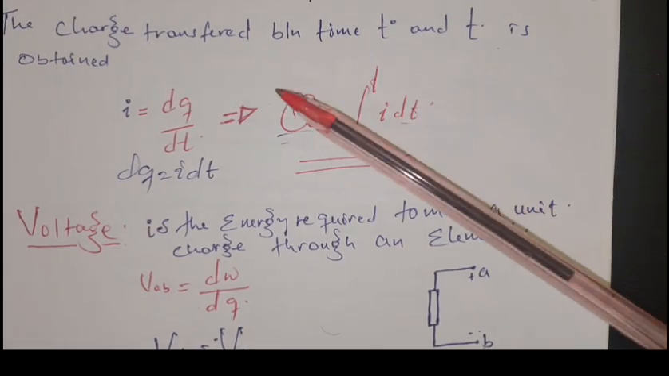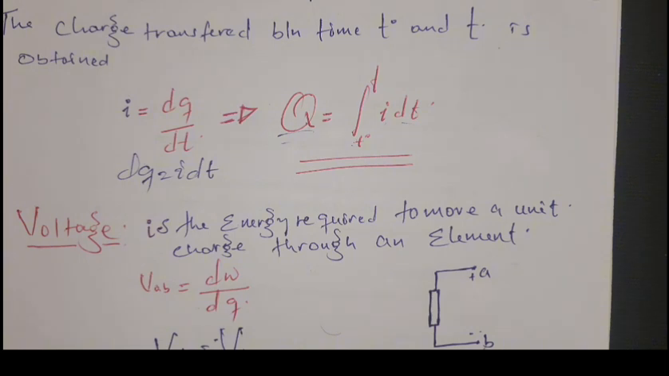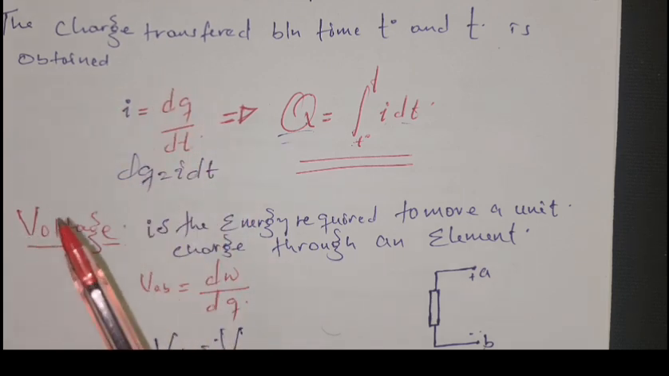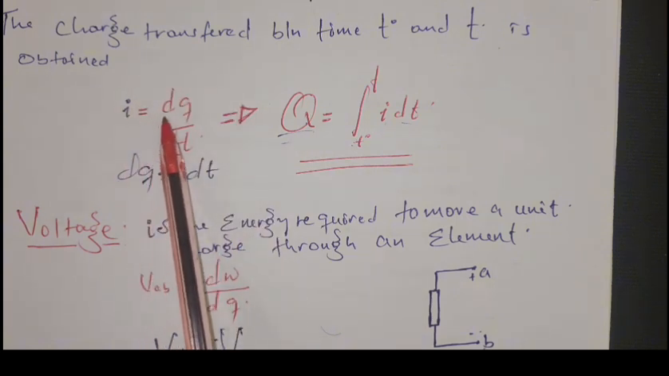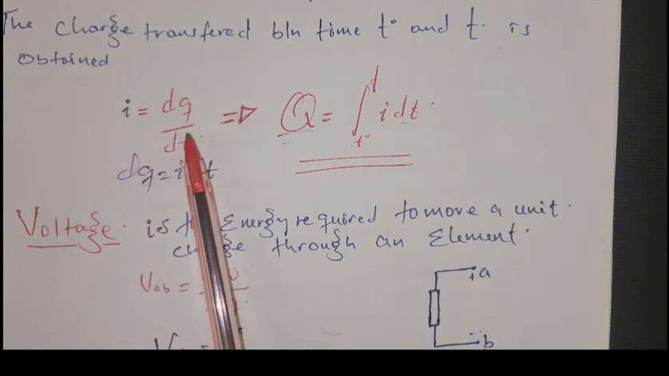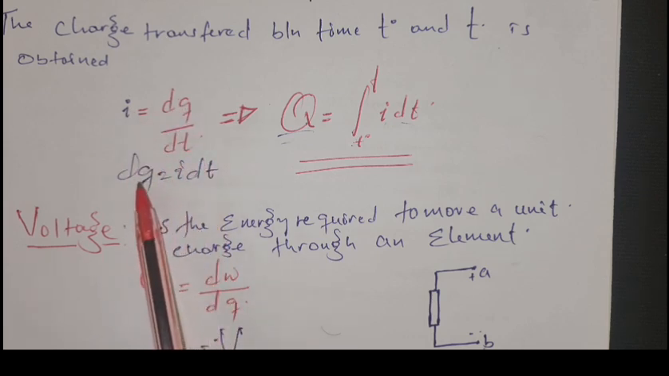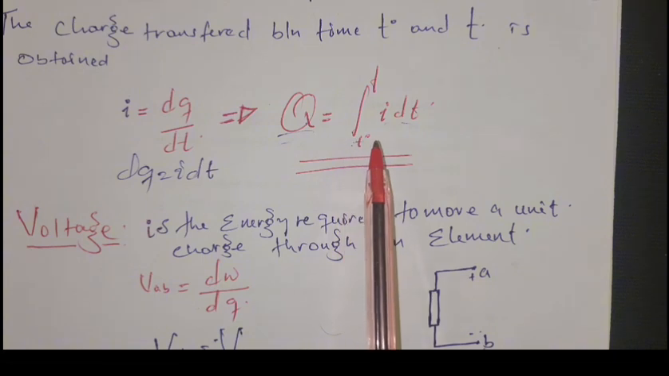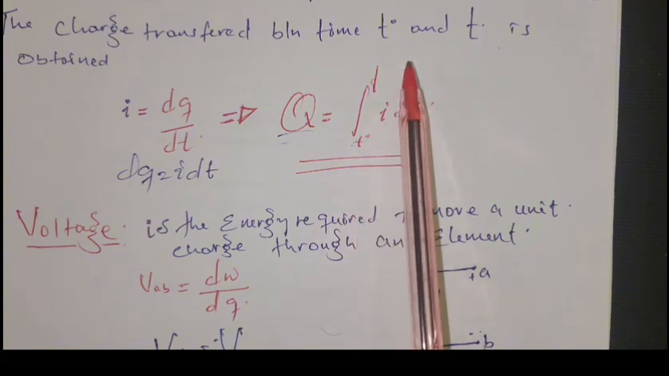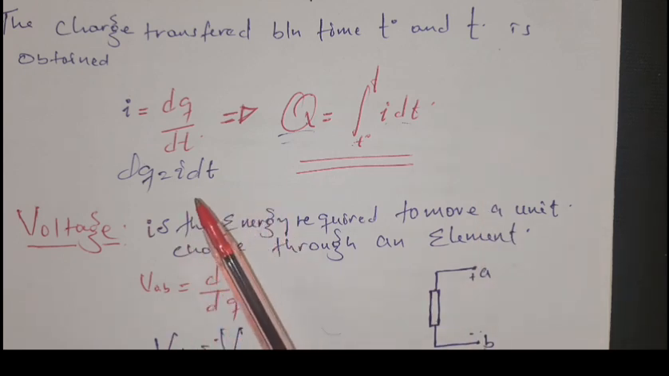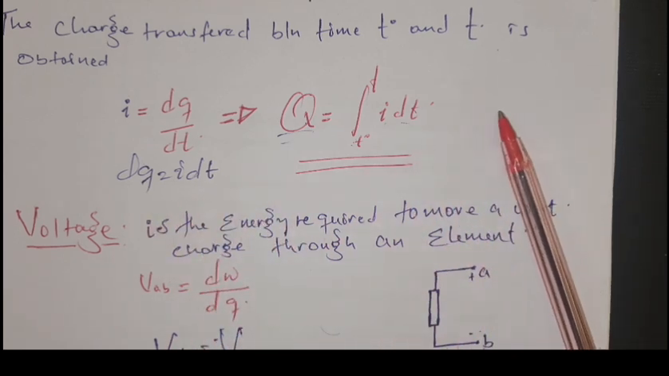Okay, the charge transferred between time t0 and time t is obtained from the previous equation of current. We mentioned that i is equal to dq over dt. So by cross-multiplying this equation to dq = i dt and integrating from the initial time to the given time, we will get the amount of charge that flowed through the medium or the conducting body.